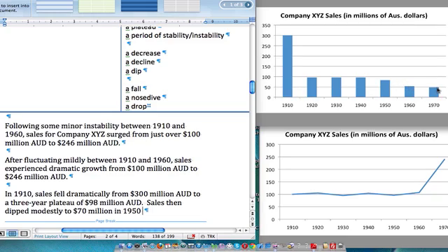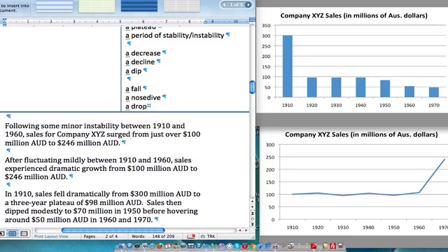And now 1960 and 1970 again are showing very similar amounts. So we could say that the value is sort of around 50 million. So we could use perhaps a word like hovering. I should have included that in my list, but so before hovering around $50 million, 50 million AUD in 1960 and 1970. Okay, so let's read the whole thing.